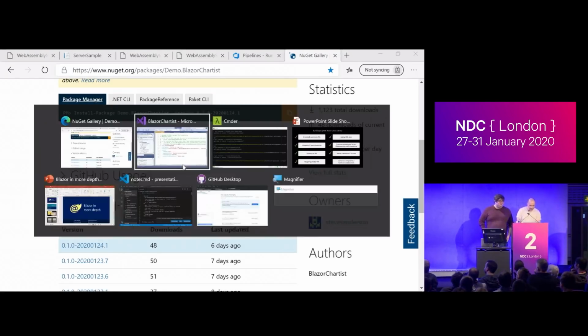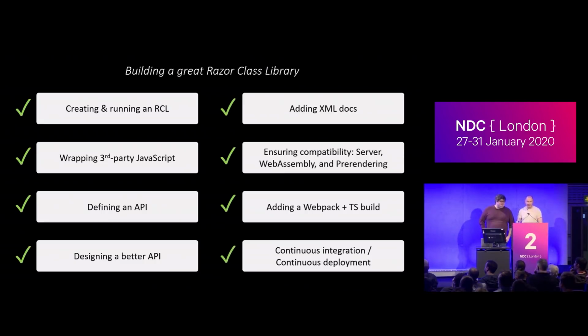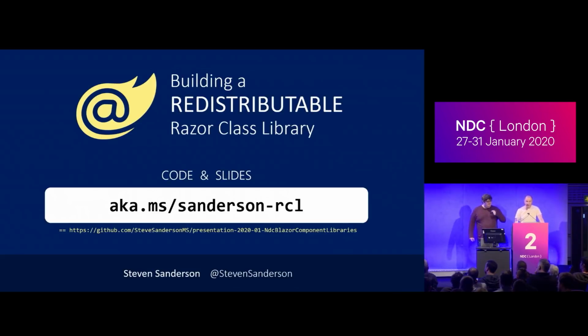Okay. So there you go. Those are my recommended 8 steps to success as a Razor class library author. I hope that's useful to you. If you want to get the code for this example, then you can go to this URL, and obviously you'll find all the stuff there.